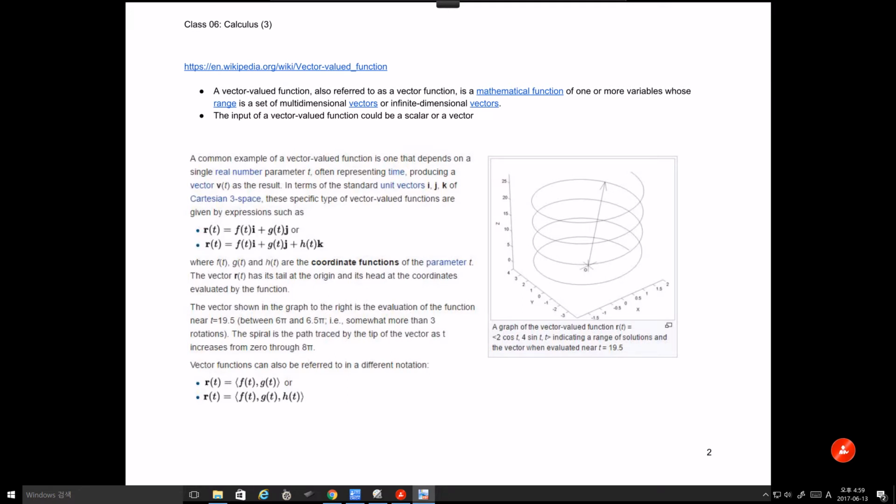A common example of a vector-valued function is one that depends on a single real number, like parameter t, often representing time, producing a vector v(t) as a result. In terms of the standard unit vectors i, j, k of Cartesian three-dimensional space, this specific type of vector-valued function is given by expressions such as the following. Here i, j, k are just unit vectors, such as i is (1, 0, 0).